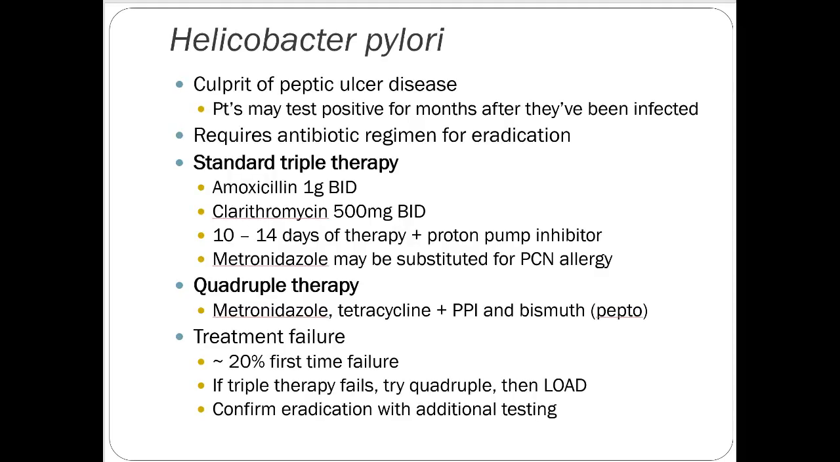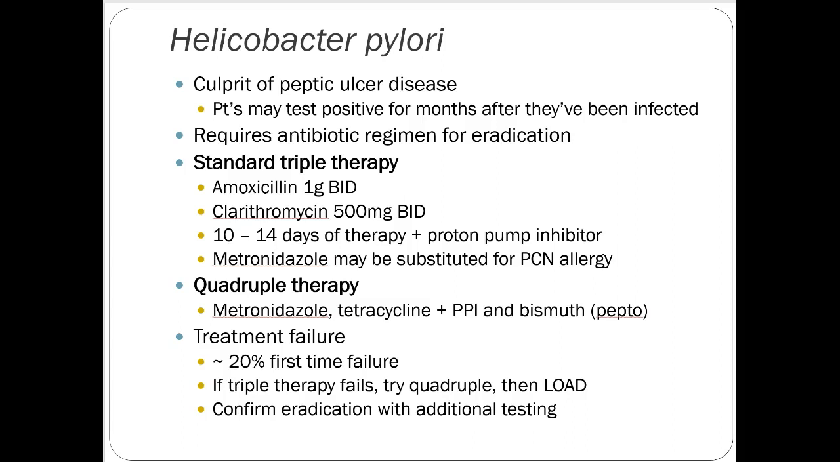All right, GI. Helicobacter pylori was discovered as the common cause of ulcers and peptic ulcer disease. And it does require antibiotic regimens for eradication. The standard therapy is called triple therapy. It's amoxicillin, clarithromycin, and a proton pump inhibitor, which is like Prilosec, Nexium, Protonix. All those drugs are proton pump inhibitors. A lot of them are over the counter now.